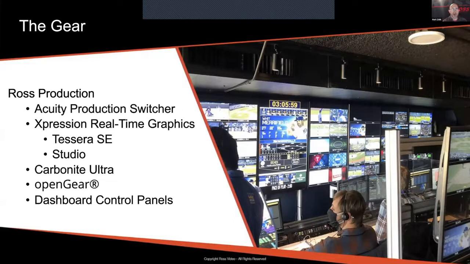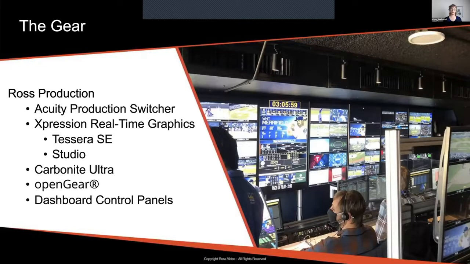In addition, we have a Ross Carbonite Ultra for image processing, and to control it all, we are using openGear and DashBoard control panels to trigger everything, including Ross equipment as well as some non-Ross equipment. I believe in total, we have probably 6 user panels just for executing their show, and that doesn't include back-end, like backup dashboards that are running other things as well. But just to execute their show, I believe we're using 6 controllers.